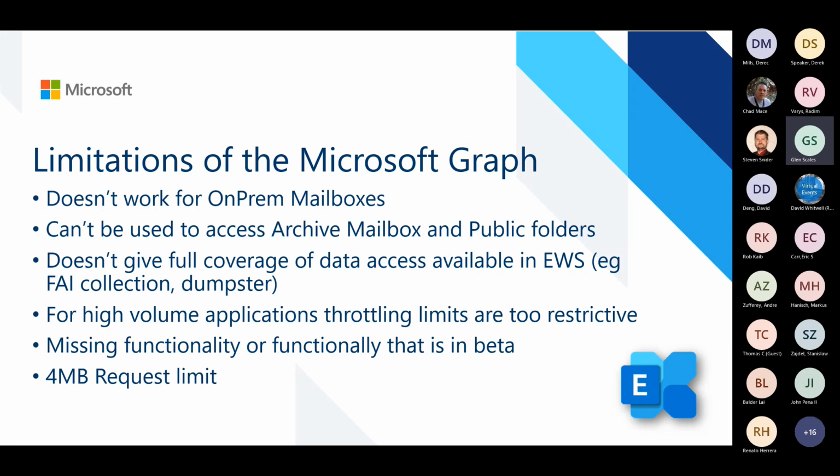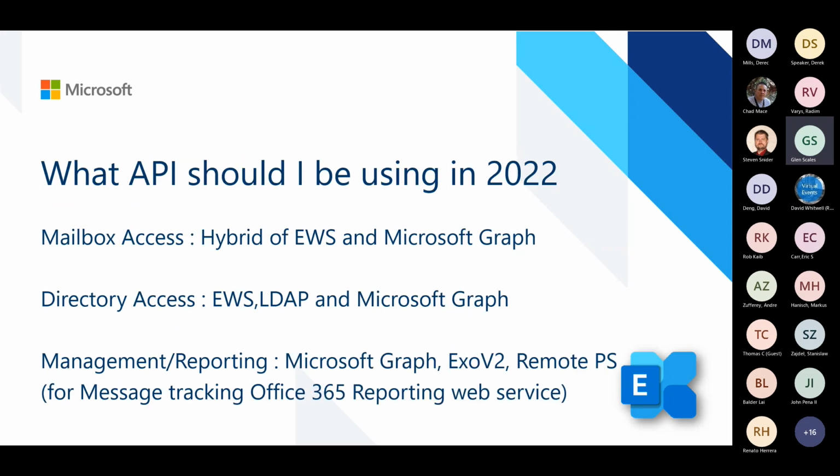In Office 365. There is a 4 megabyte request limit, so this affects things like sending messages as MIME. So that was one of the new features that was added recently in the graph. Messages as MIME, so that means you can build a message that you're sending in an external library such as MailKit or MimeKit and send that using the graph. But because of the 4 megabyte request limit, once you want to send larger messages, you start to run into problems there. And then at that stage, you'll have to go back to using something like AWS to work around that problem. So what API should I be using in 2022?